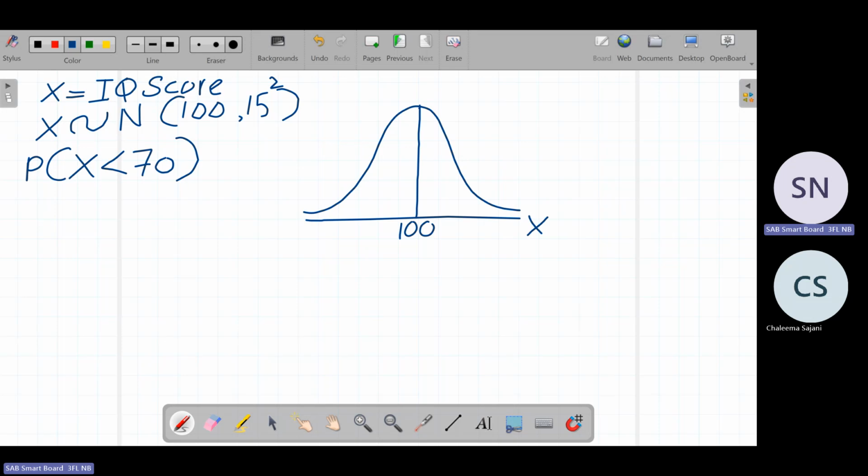Then we need to find what? X less than 70. Now, if we go through the X-axis, where is the 70? Here is 100, where is the 70? This side. X is like a number line. This is the 100, so you can say somewhere here is 70.